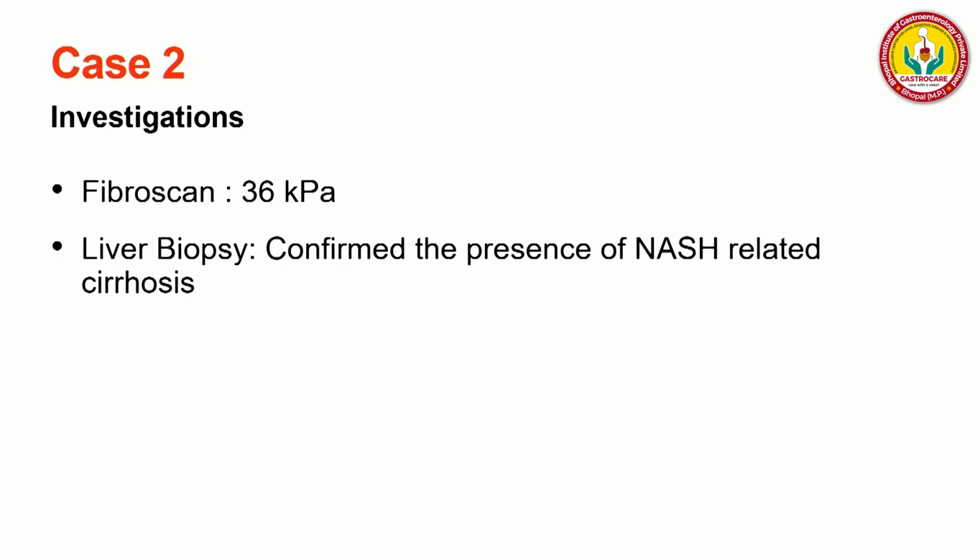So we did a FibroScan. The FibroScan came as 36 kilopascals. Remember, this guy has an AST of 120 and bilirubin of 1. So this is likely to be a true value, not a falsely high value.